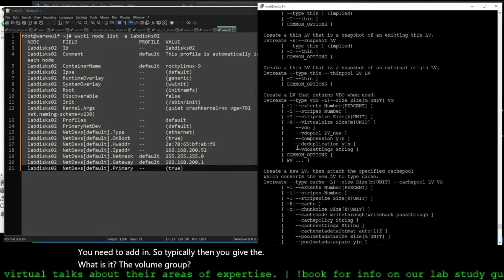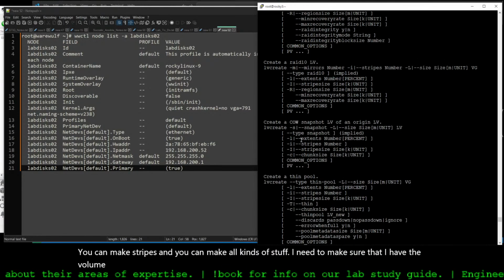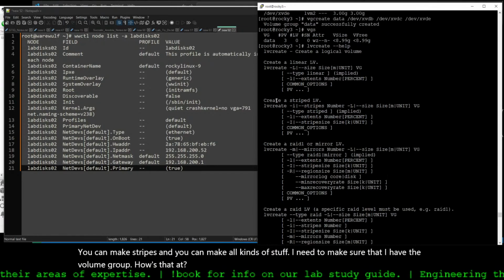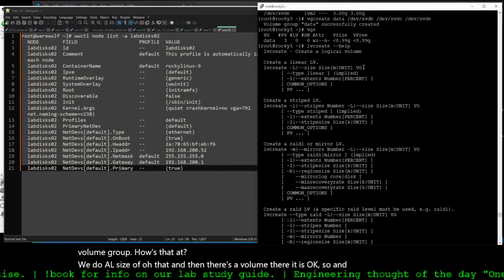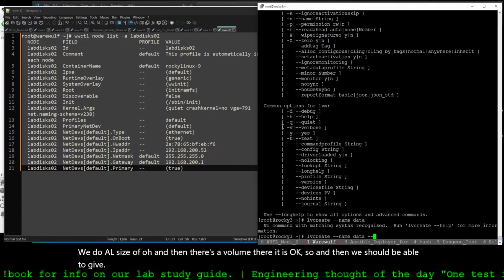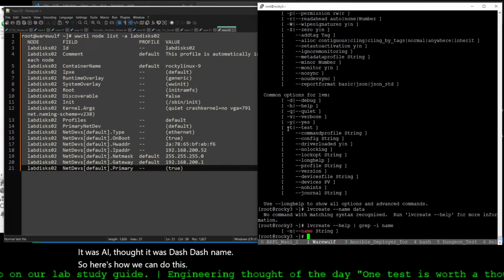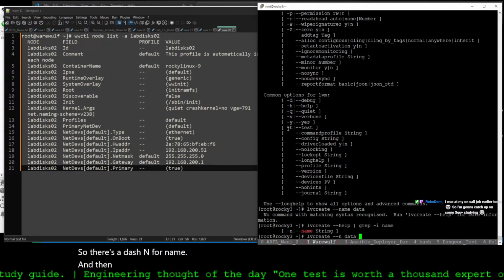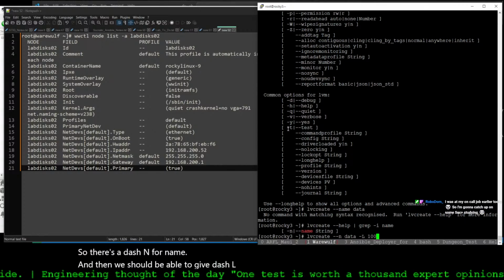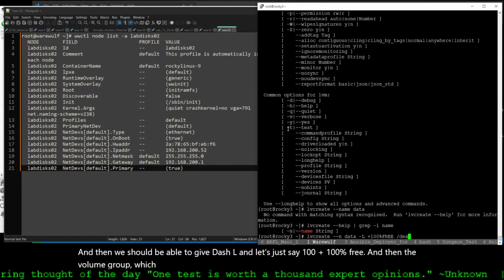You can make stripes and you can make all kinds of stuff. I need to make sure that I have the volume group. We can do an L size of, yeah, and then there's a volume group. There it is. Okay. And then we should be able to give, I thought it was dash name. So here's how we can do this. There's dash n for name. And then we should be able to give dash L, and let's just say plus 100% free, and then the volume group.